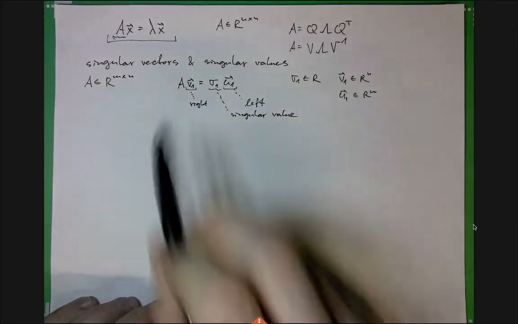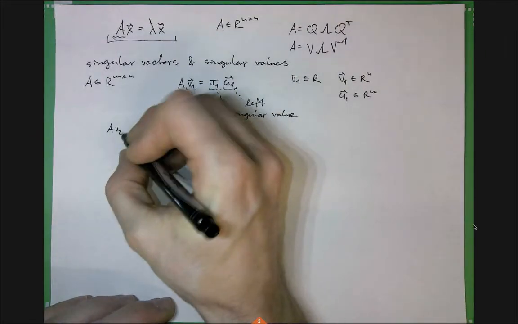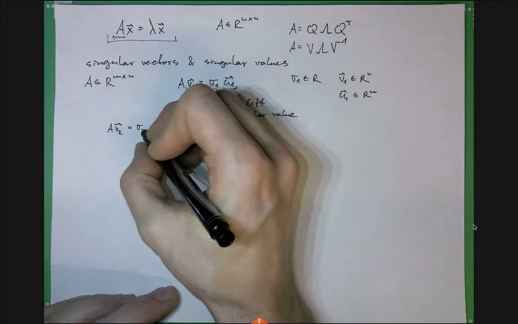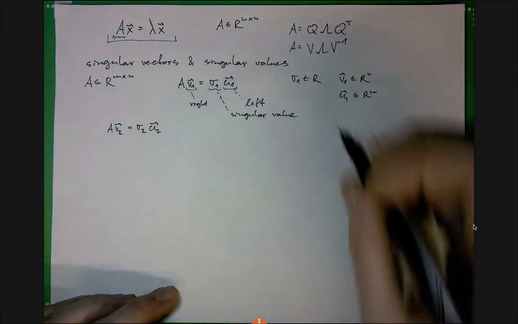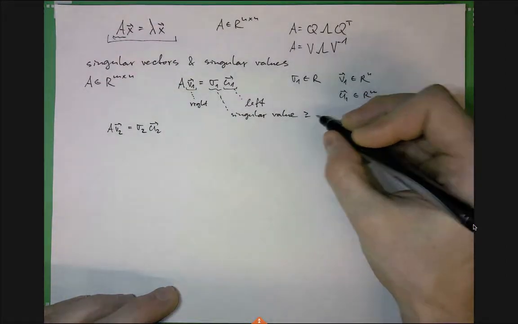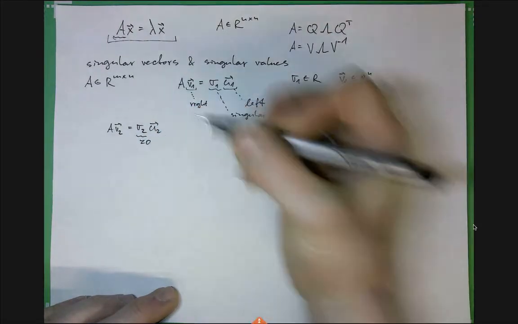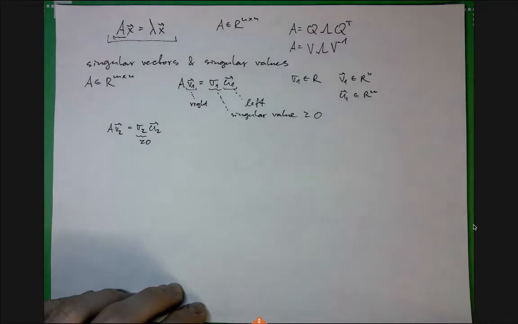So this would be one, and of course we can have more. We can have another right singular vector, another singular value, and another left singular vector. The singular values can always be chosen so they are non-negative. All singular values can be set to be non-negative. That's the usual convention there.